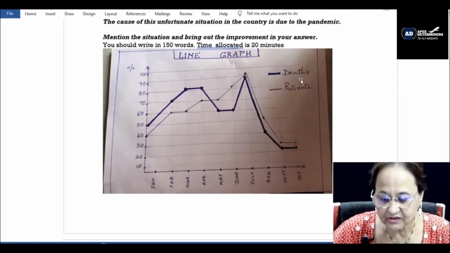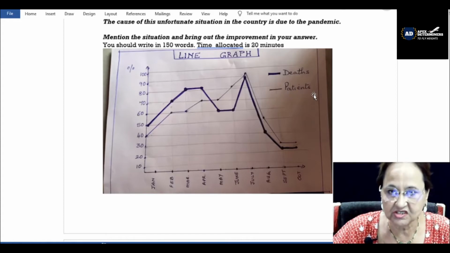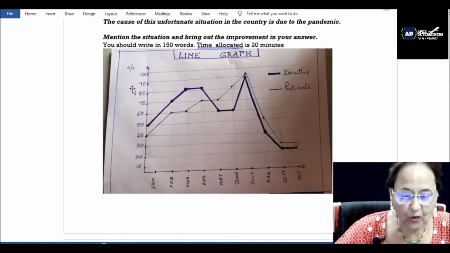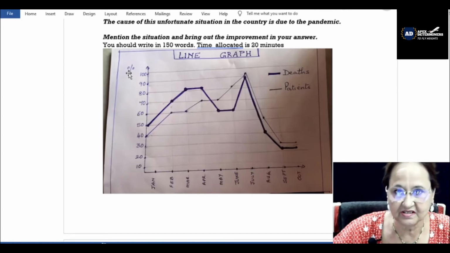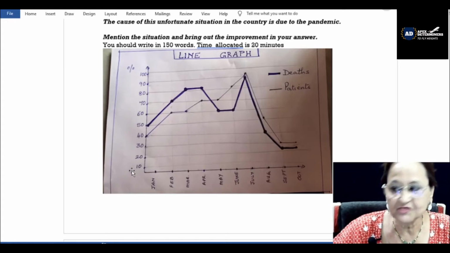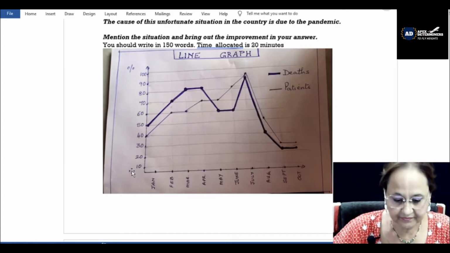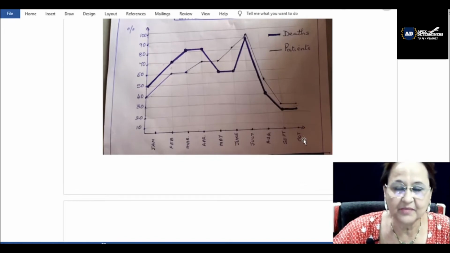On the right side, you can see deaths in thick line, and the thin line one is patients, right? Y-axis is starting with 10 and reaching up to 100, and the symbol here is percent. So, which means the y-axis is indicated in terms of percentage. And the x-axis is the months.